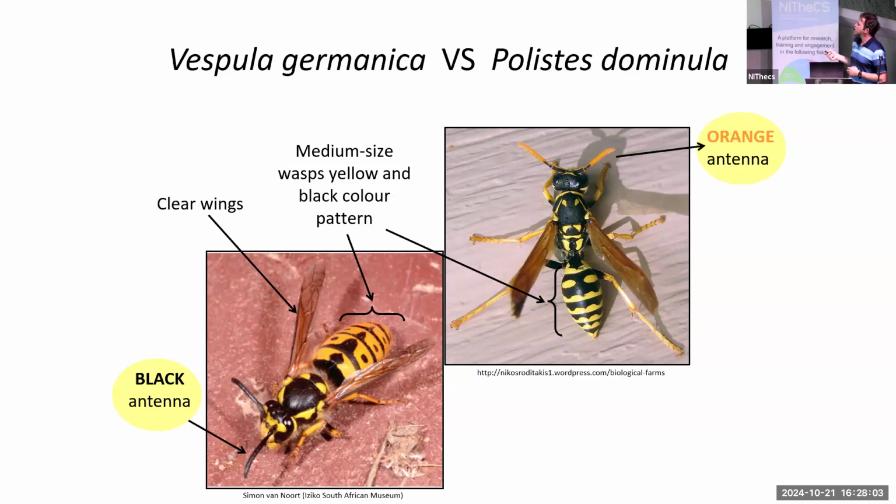And then just some basic ways to tell them apart. This species of paper wasp has orange antennae, and the yellow jacket has black antennae. And if you look carefully, there are some differences, quite key differences, but to an untrained eye, probably not.